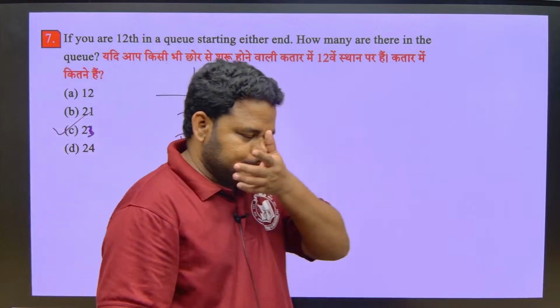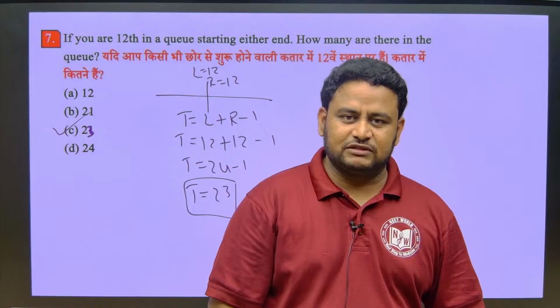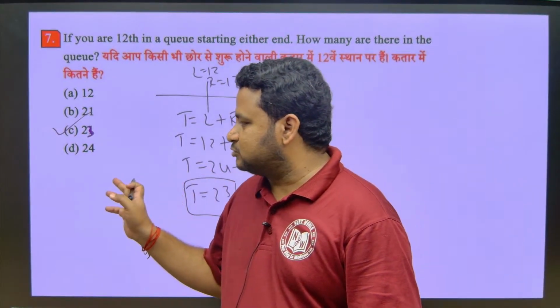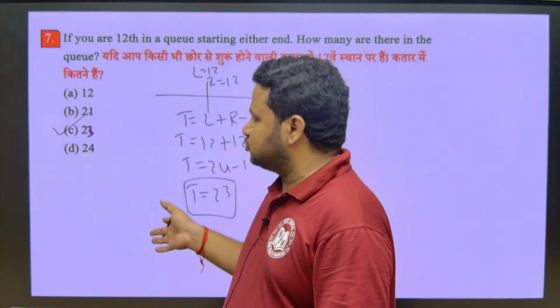Looking at this, people will think we just have to add 12 two times. 12 plus 12, 24 is the answer, you will think. But 24 is not the answer. We have to subtract 1, so it becomes 23. So be careful. Using this formula, we are able to solve so many types of questions.